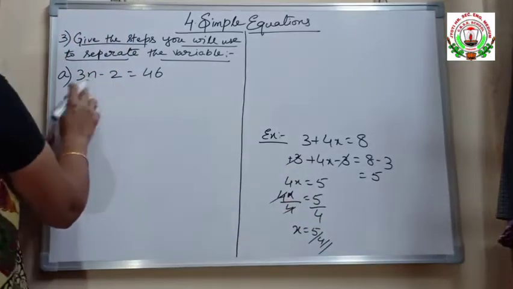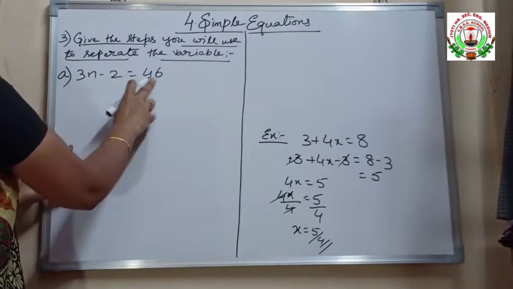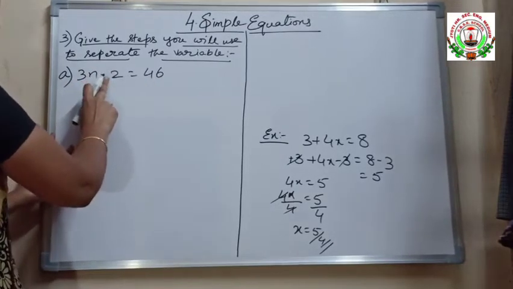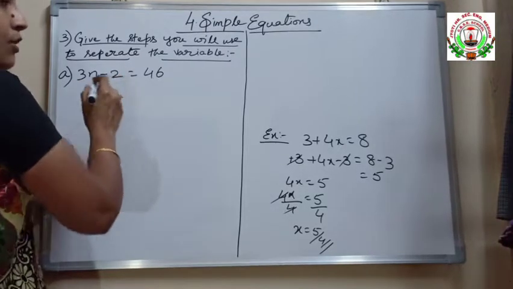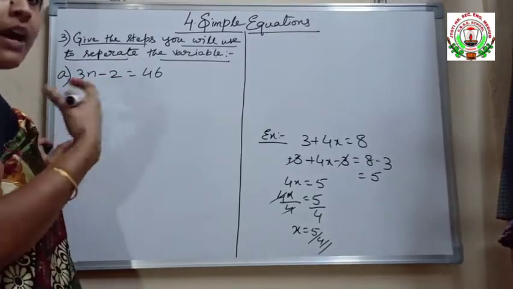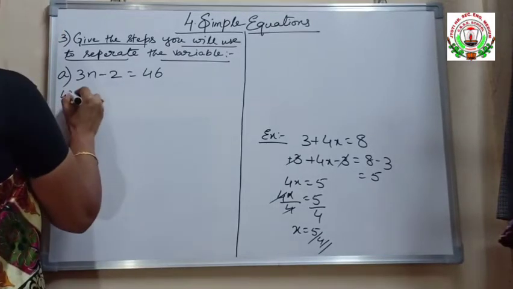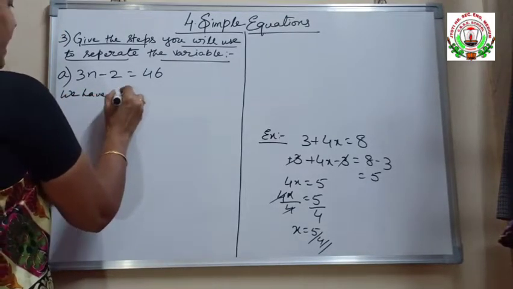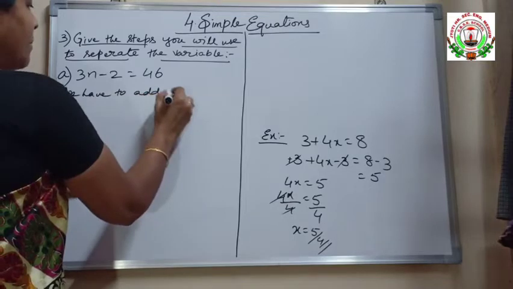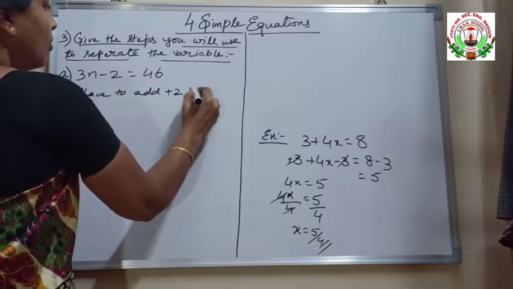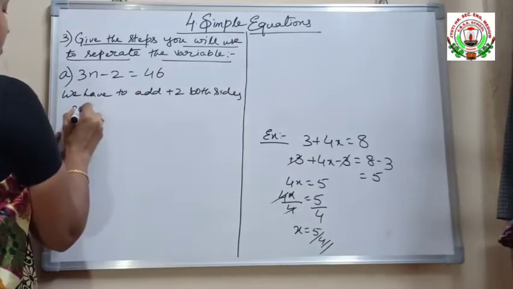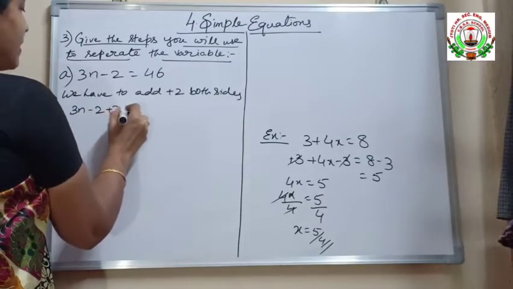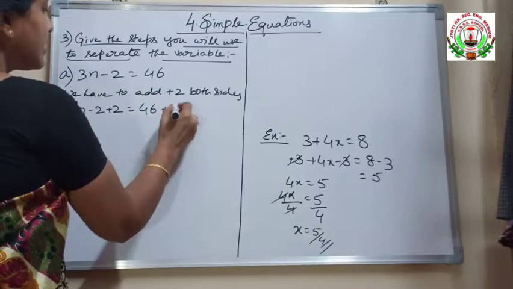See the third question, 3n minus 2 is equals to 46. First we are going to solve with minus 2. So minus 2 is given, so subtraction is given, so you have to add plus 2. So the first step will be, we have to add plus 2 on both sides. So this will become 3n minus 2 plus 2 is equals to 46 plus 2.